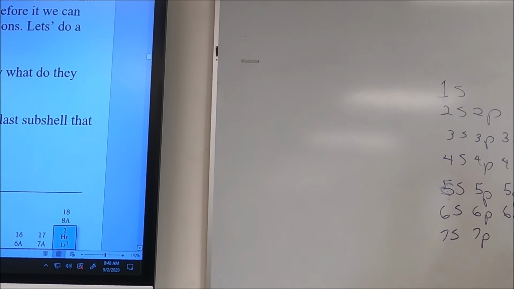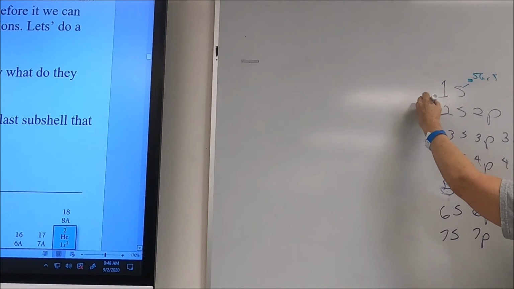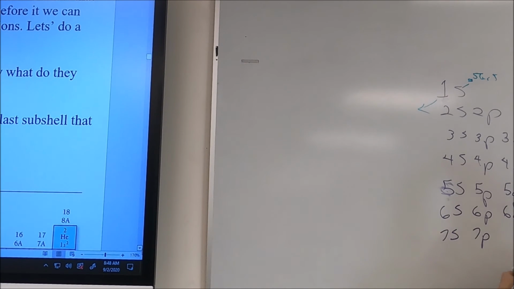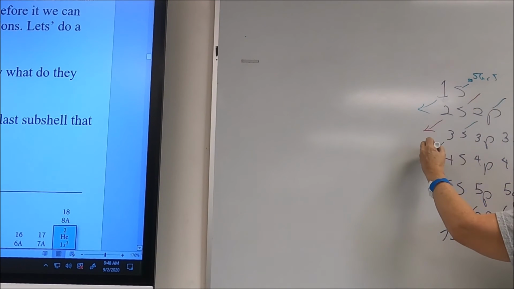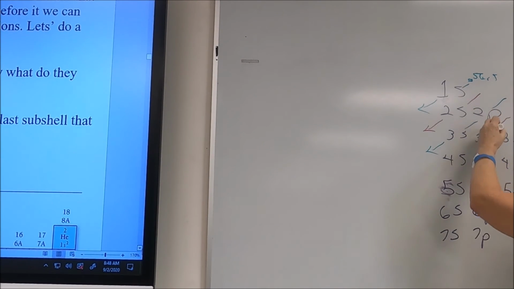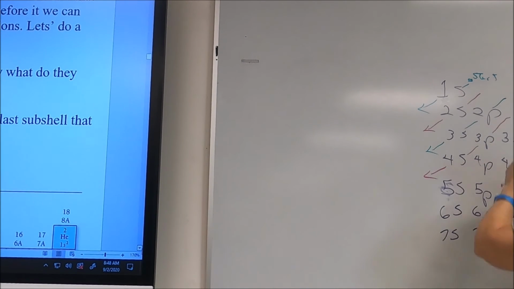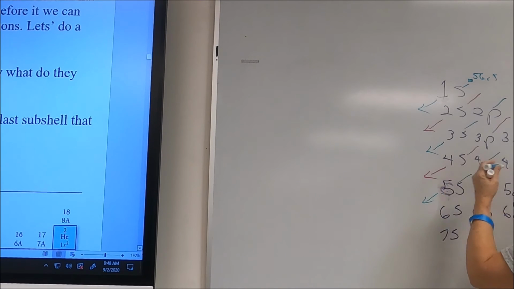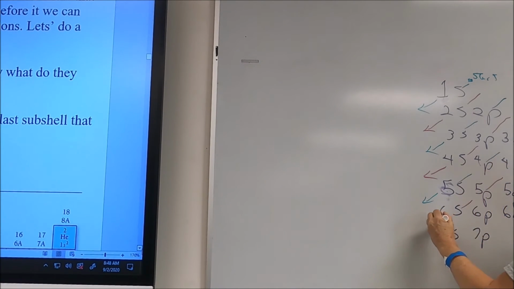Now, I'm going to draw the down arrows. We always start here. 1s is always lowest in energy. And then it's 2s. And then it's 2p, 3s. We're just following the diagonal lines. 3p, 4s. 3d, 4p, 5s. 4d, 5p, 6s. 4f, 5d, 6p, 7s. And then 5f, 6d, 7p. So you want to always have that to the side to help you.